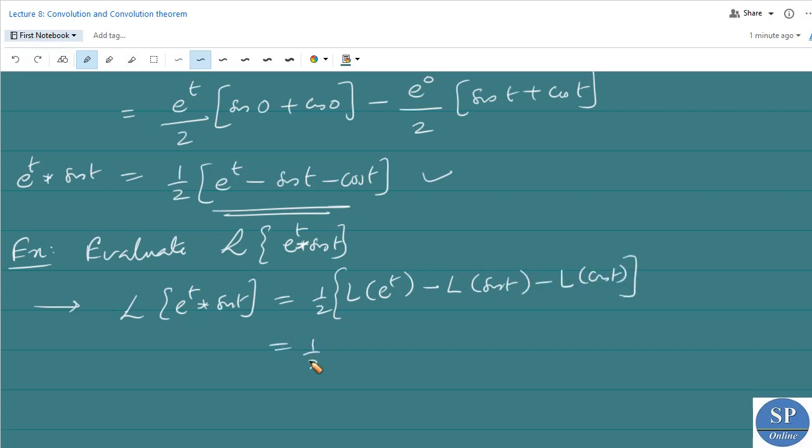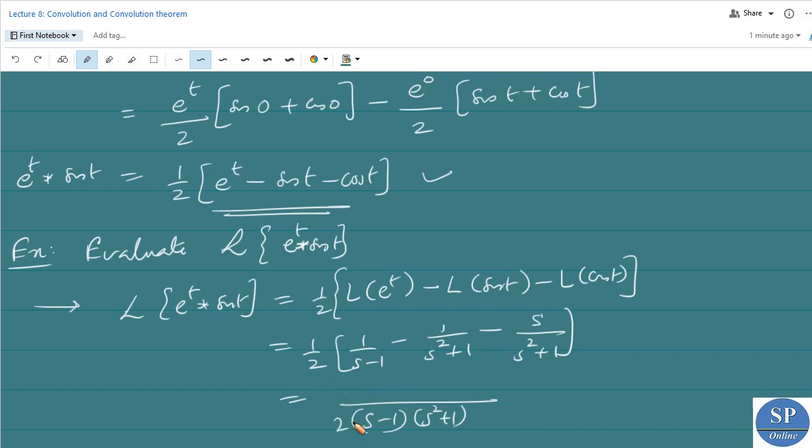We know L of e^t is 1 by s minus 1, L of sin t is 1 by s square plus 1, and L of cos t is s by s square plus 1. So this is equal to, taking the LCM as (s minus 1)(s square plus 1), 1 by 2 into the numerator, which will be s square plus 1 minus (s square plus 1), so s minus 1 minus (s square plus 1), so s into (s minus 1).